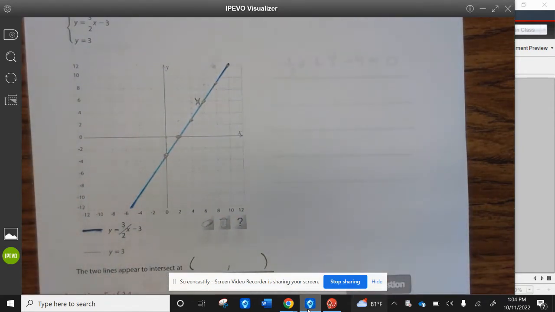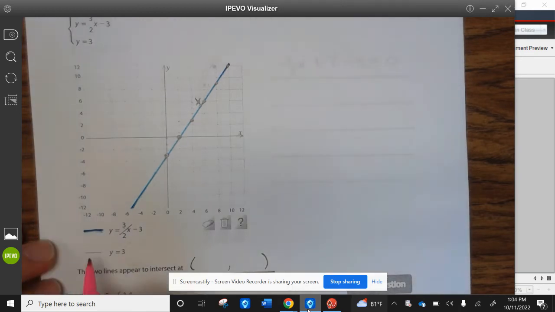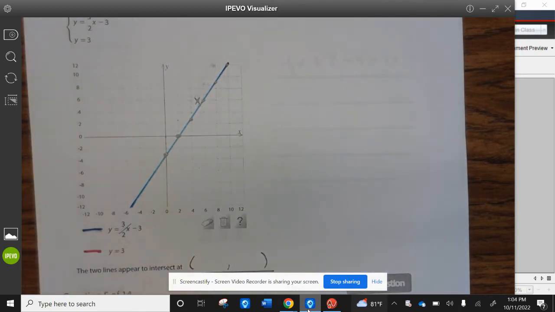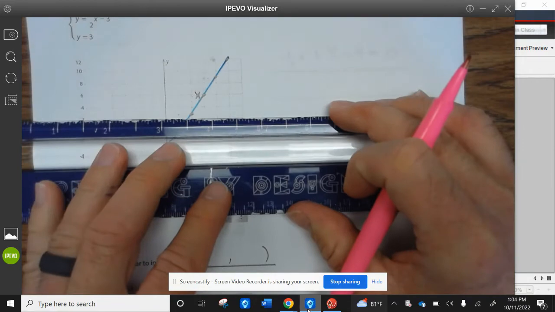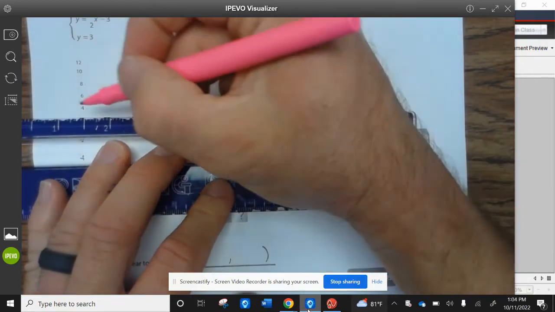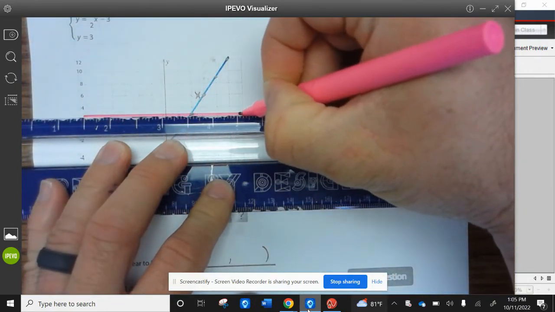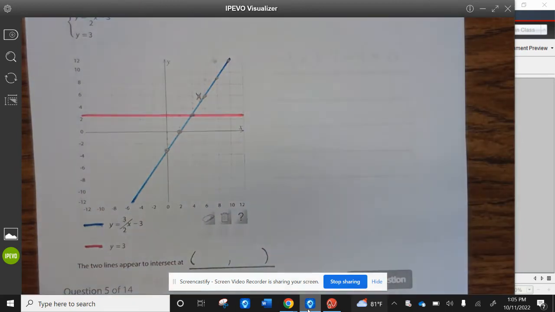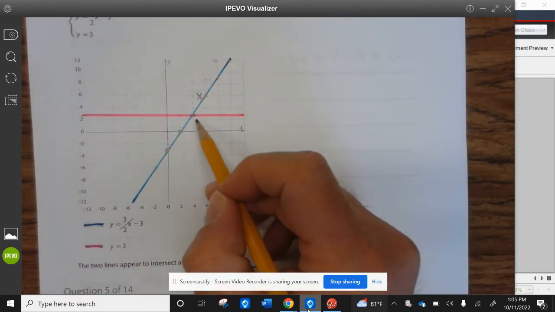All right, now let's look at the next equation. Y equals 3 is just a horizontal line at 3. So we go to find 3. We draw a horizontal line at y equals 3. So it looks like our solution is 4, 3.